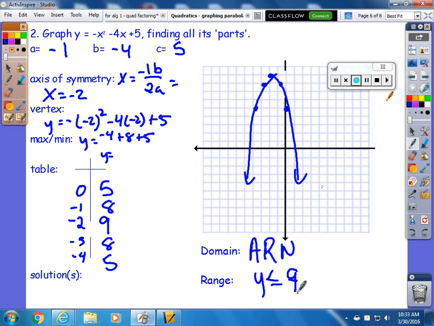I skipped the solution part of this because they don't end up being whole numbers. And I could factor it out and do it that way, but I'm not going to bother at this point in time. So we're just going to skip over this. You're going to see it in quadratic formula next lesson.